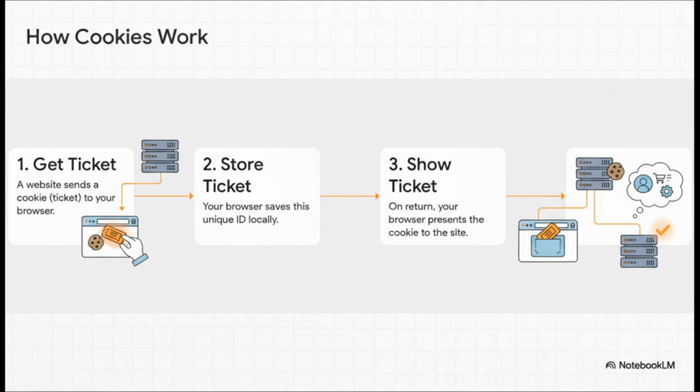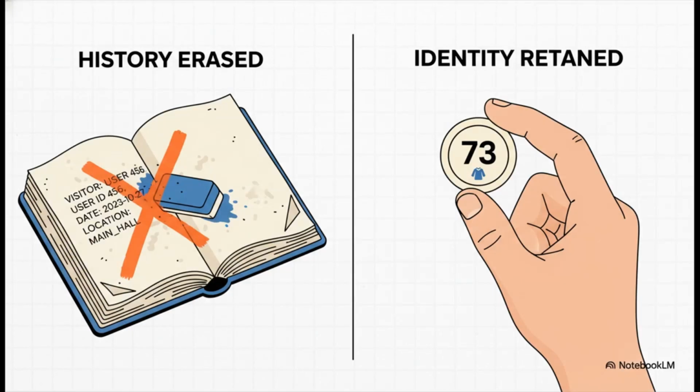A website gives your browser a ticket, that's the cookie. Your browser just holds on to it. The next time you visit that site, your browser just shows it the ticket, and the site says, yep, I know you. And just like that, it remembers your login or what was in your shopping cart. So, clearing your history is like telling the coat check attendant to forget you were ever there. But you never actually threw the ticket away. Your browser is still holding it.